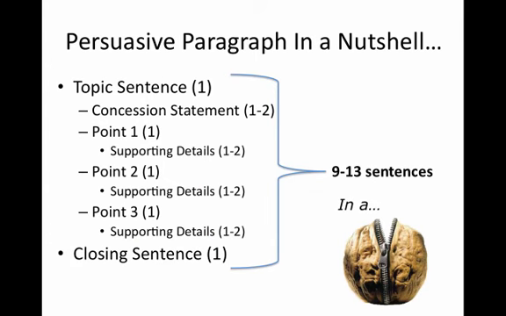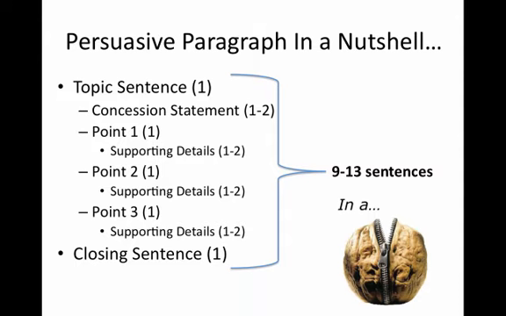Okay, so in a nutshell, this is what your persuasive paragraph looks like. Minimum, you're going to have 9 sentences. That's if you do one sentence for each part, including all the supporting details. Maximum, you're going to have 13 sentences. And the reason we're putting a cap on it is because if you have a paragraph that goes on for a page or more, that is entirely too long and you are not being concise enough, okay?